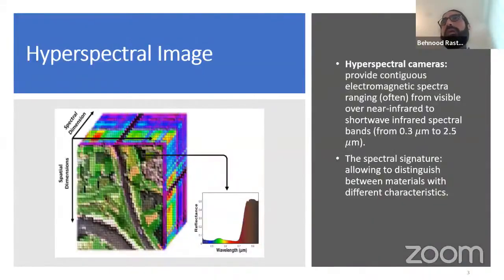For those who don't know about hyperspectral images, hyperspectral cameras provide continuous electromagnetic spectra. In addition to the spatial dimension, you also have a spectral dimension. Each pixel has a spectral signature, which is very important, and this spectral signature allows you to distinguish between different materials.